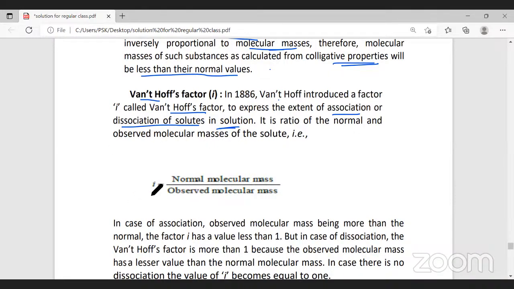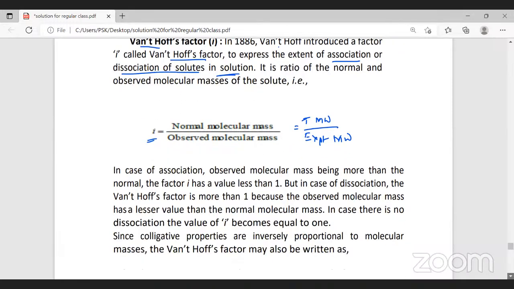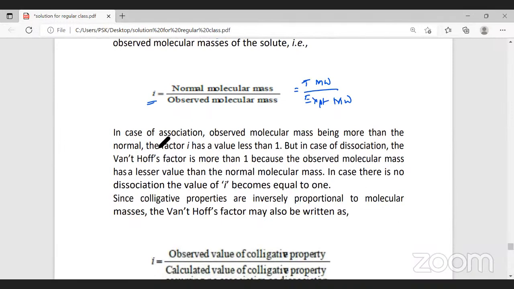What is Van 't Hoff factor i? Normal molecular mass by observed molecular mass. What do you mean by normal molecular mass? Theoretical molecular mass by experimental molecular mass. So normal molecular mass means theoretical molecular mass, observed molecular mass means experimental molecular mass. In case of association, observed molecular mass being more than normal, the factor i has a value less than 1.